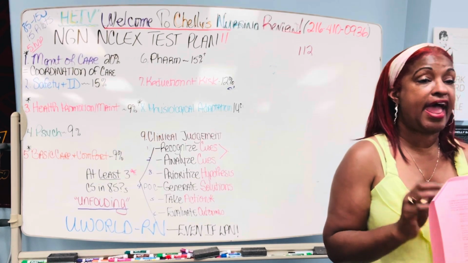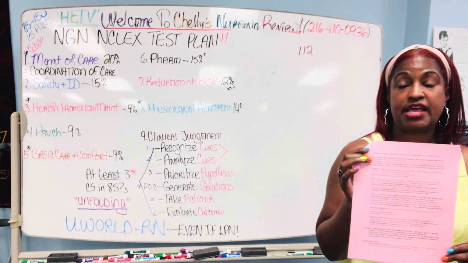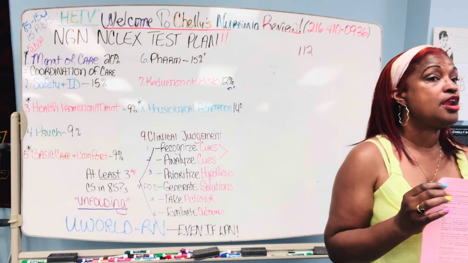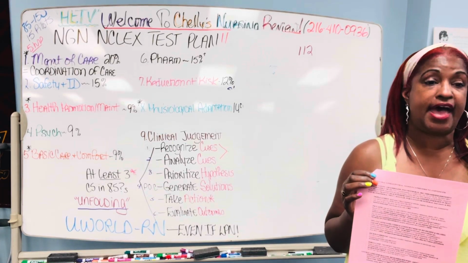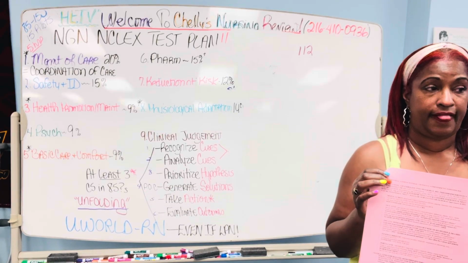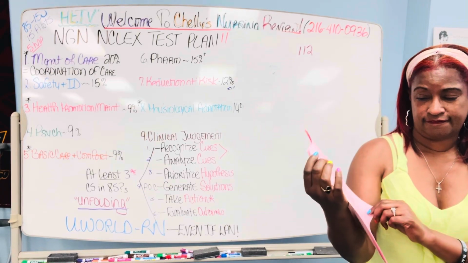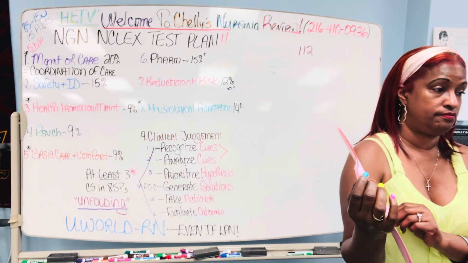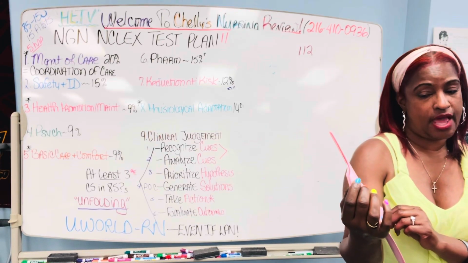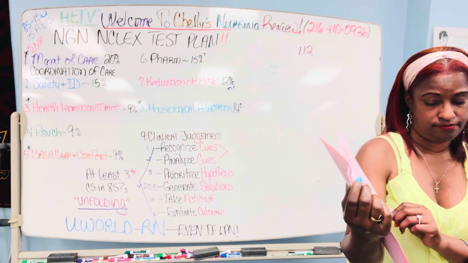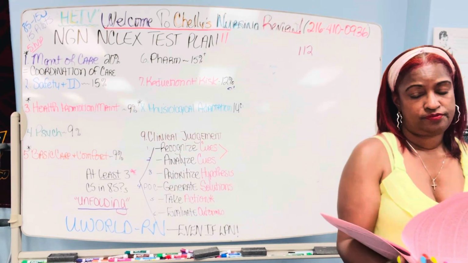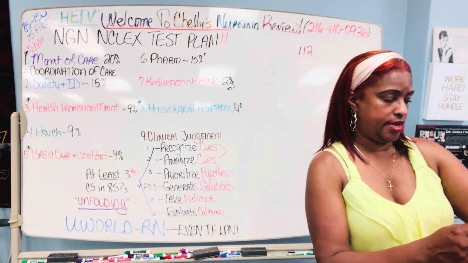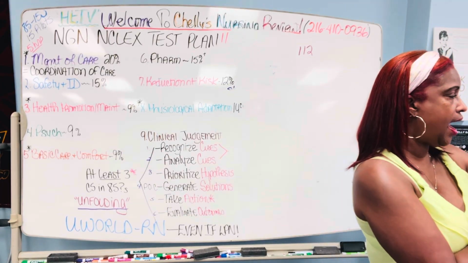The whole next page is central lines, and you must highlight TPN. It's the #1 central line on your test. You absolutely have to know everything about TPN. It's the #1 central line on your test. If you turn the page to page 5.